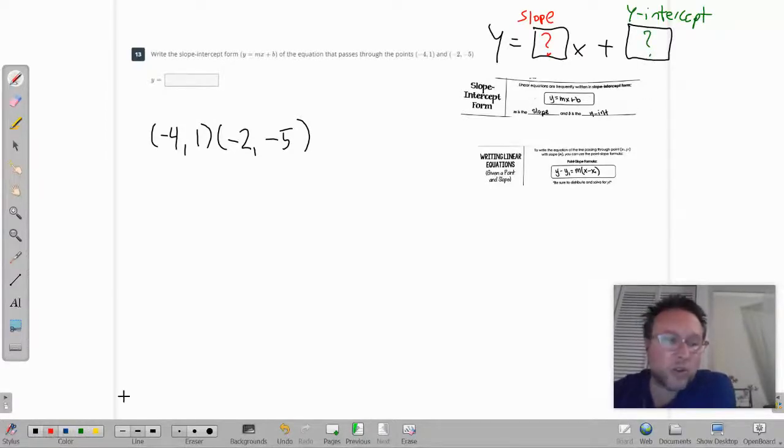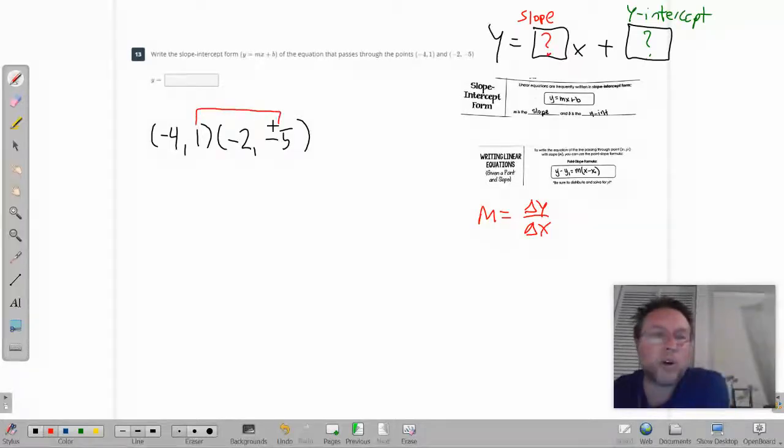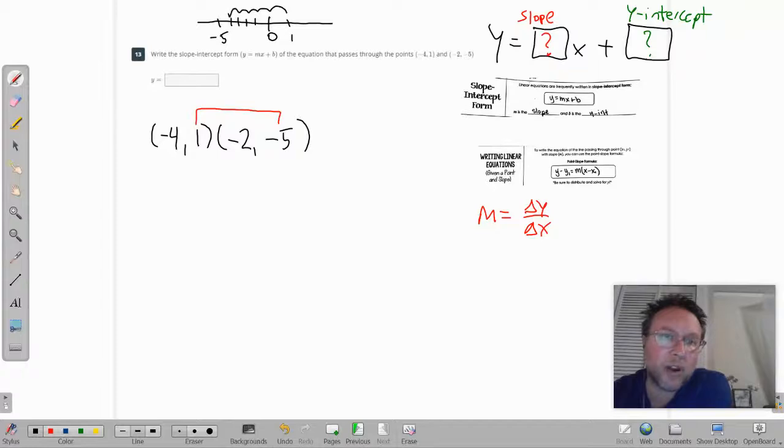So for slope, again, slope is change in y over change in x. So let's start with that and figure out what the change in y is here. To go from 1 to -5, what is that a change of? And when I say change, I want you to visualize, by the way, a number line. If I'm at 1 and I want to go to -5, how many steps did I take? 1, 2, 3, 4, 5, 6. And in what direction did I take those steps? Well, I took those steps in the negative direction. So my change in y is going to be -6 because I took those steps down.